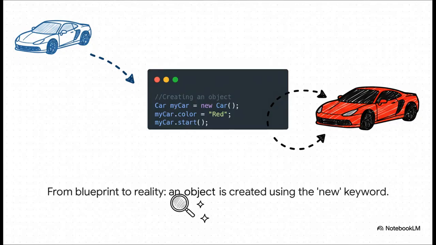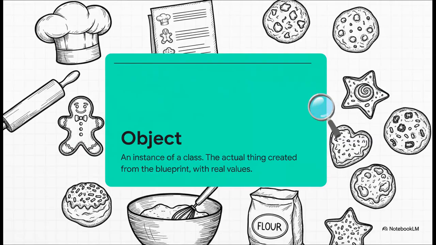Okay, so this is where the magic happens. We take that car blueprint and we actually create a specific car from it. In this code, you can see we're creating a real thing called my car, and we're giving it a specific color, red. We're taking that general idea and making it a concrete reality. And that's what an object is. It's a real, tangible instance that was created using the class blueprint. So if the class is the recipe for a cookie, the object is the actual delicious cookie you can hold and eat. And you can use that one recipe to make dozens of different cookies.